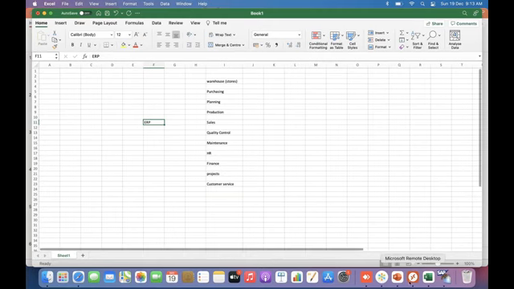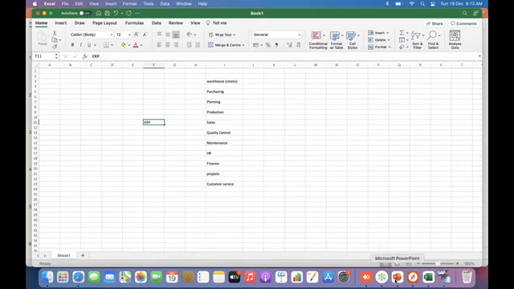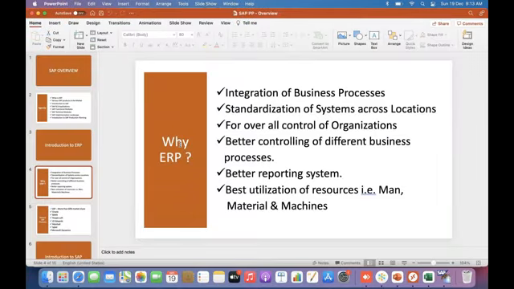So basically they need ERP for integration of business processes. That's what we just discussed. And standardization of systems across locations. A typical manufacturing company or any company can have their businesses across different places, in different cities, different states, and different countries. If it is a global company, it will have its operations in different countries. To standardize all those businesses, all those locations, they will use an ERP system.